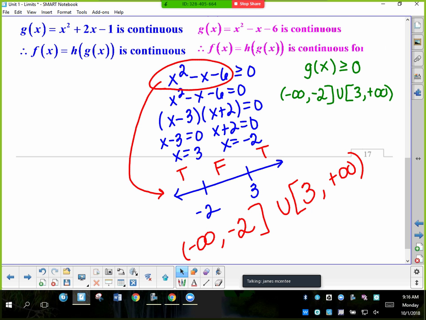So if you were to go through and graph out this function, you'd see that it is not continuous over that interval. I don't think that that's too bad.